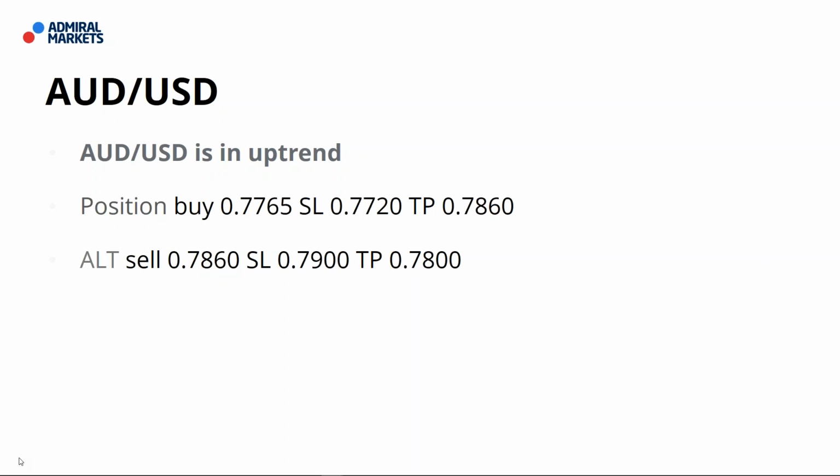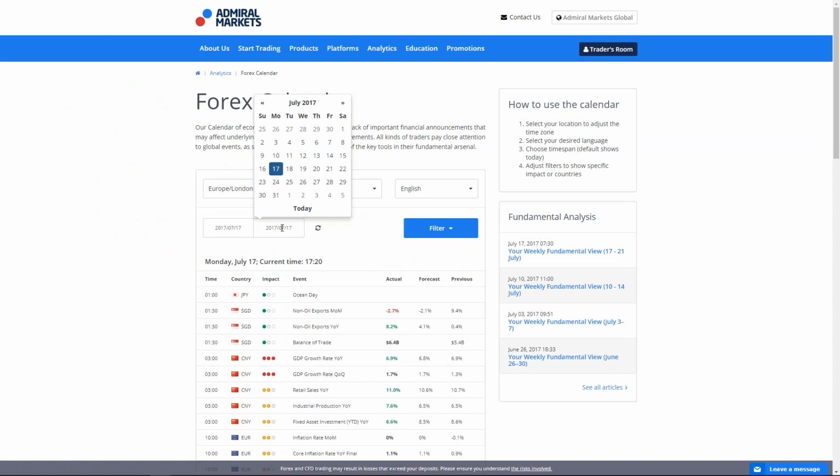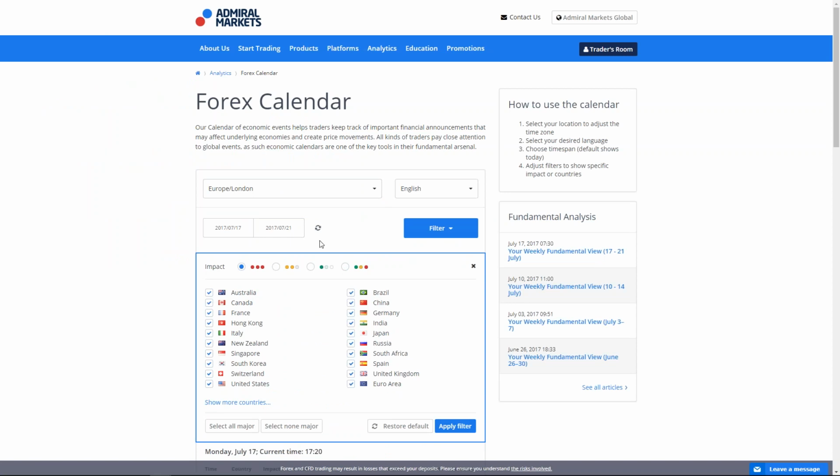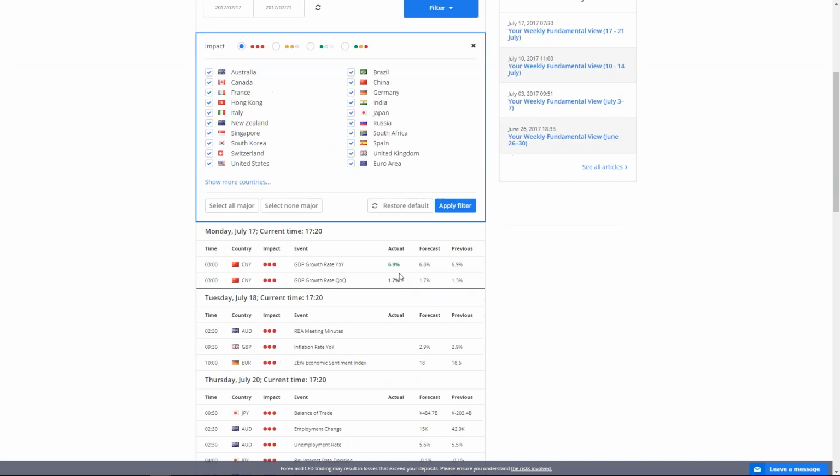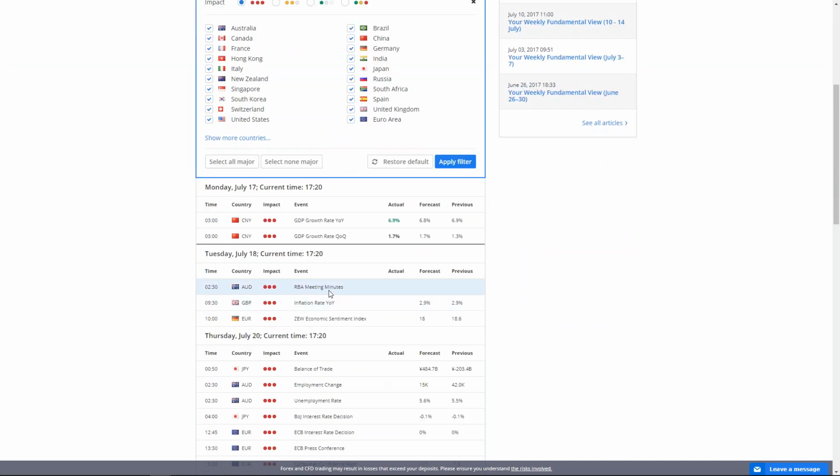So let's see. Australian dollar has moved a little bit more than it used to move, but yet again, it's not a very fast moving pair. I think it's definitely in uptrend. And here on the calendar, you can enter the dates and the filter to show you the most important data for our favorite currency pairs. Okay, so here you can see we will have RBA meeting minutes. So this will be a risky trade. And please, before you make any decisions, think about the risk.